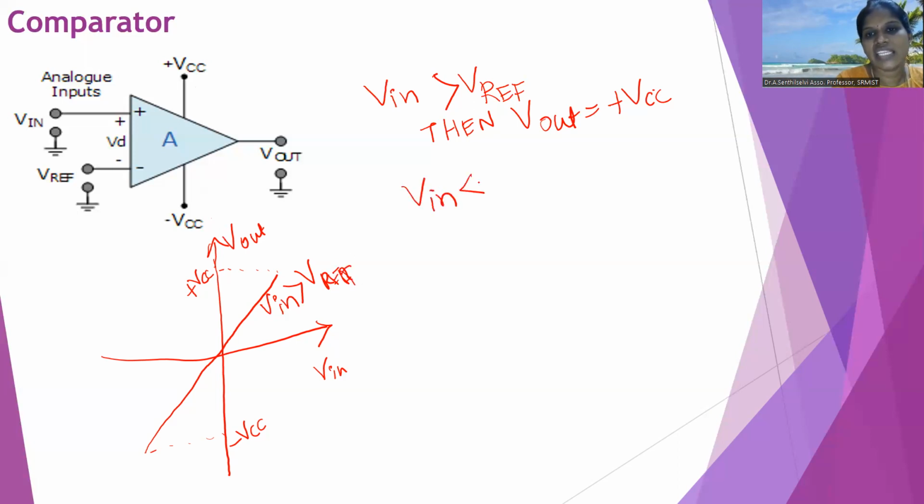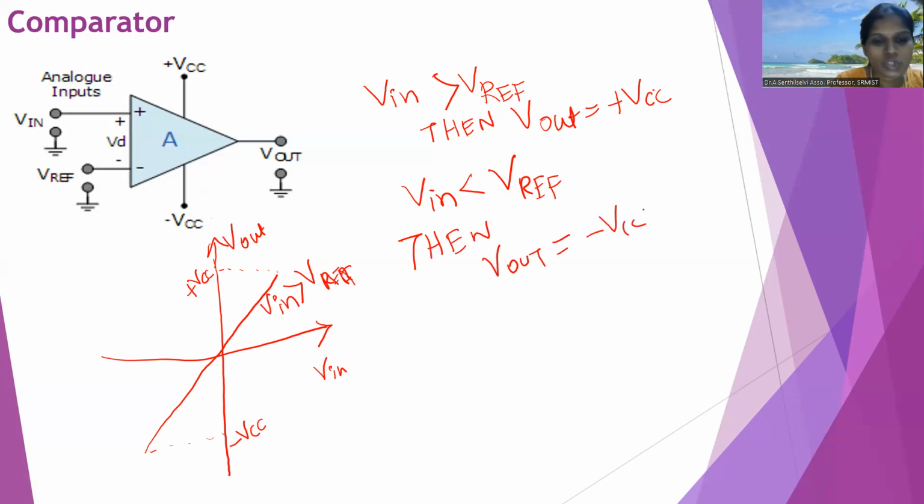In the same way, if V in is lesser than V reference, then V out equals minus VCC. So in this region, V in is lesser than V reference. This is the working of a comparator. It compares two input values and says which is the highest value.